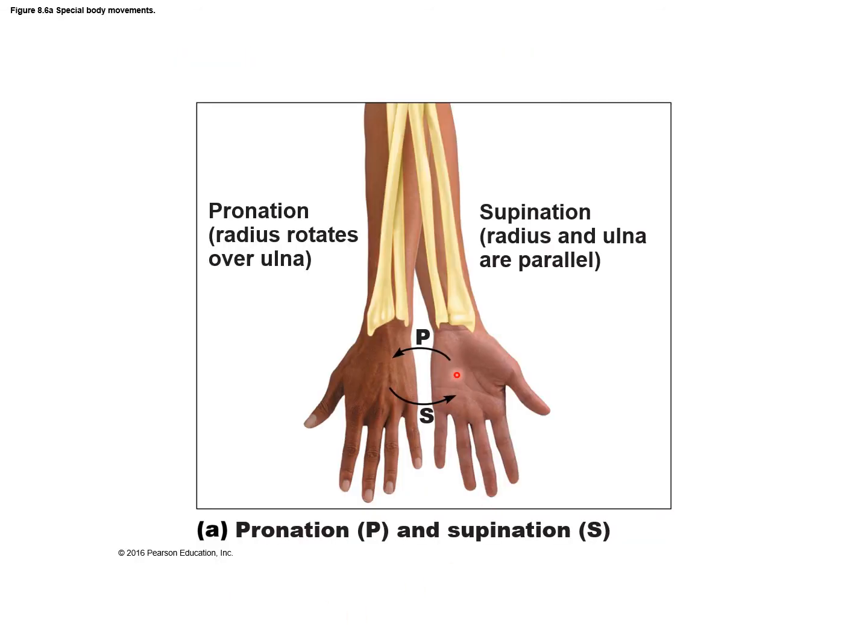Here is the illustration of this special movement of the radius over the ulna when we do pronation. Supination is when we have our radius and ulna parallel. You can see that the palm is facing anterior there for supination. And then in pronation, the radius is going to rotate around the ulna, so that these two bones are no longer parallel.